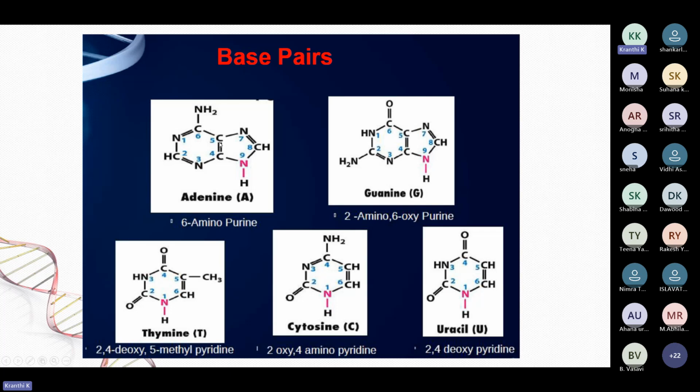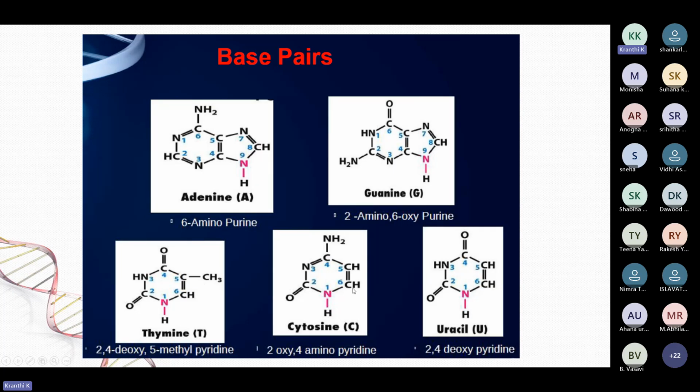Okay, these two are the purines only. Then coming to the thymine. So thymine we call 2,4-dioxy, because in the second place it is having oxy, and the fourth place also it is having oxy. So 2,4-dioxy, right? Then 5-methyl pyrimidine. I mean fifth place, fifth carbon, there is a methyl group. So that is the reason, 5-methyl pyrimidine.